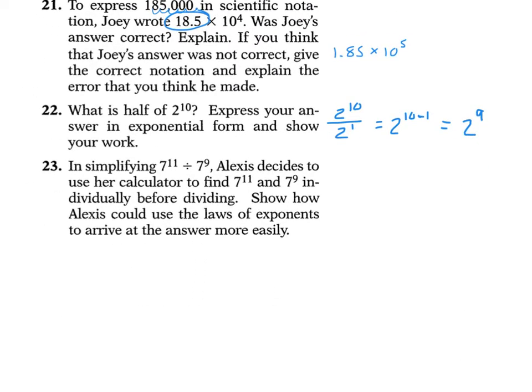Number 23. To simplify this, again, we are dividing. So that means we subtract our exponents. So we have 7 to the 11th power minus 9. 11 minus 9 is 2, so this would be 7 squared.